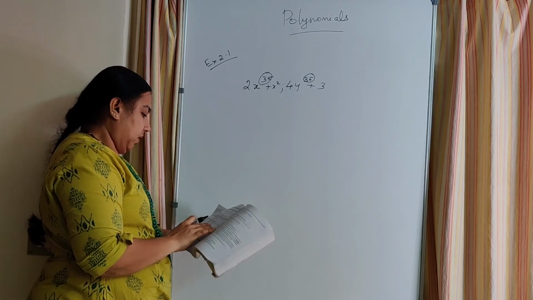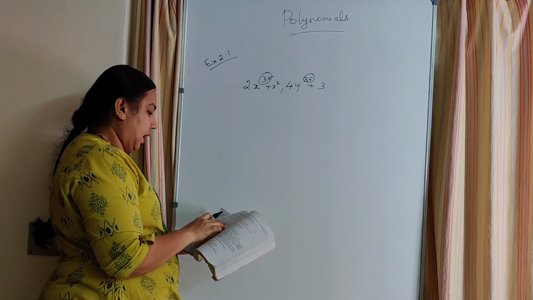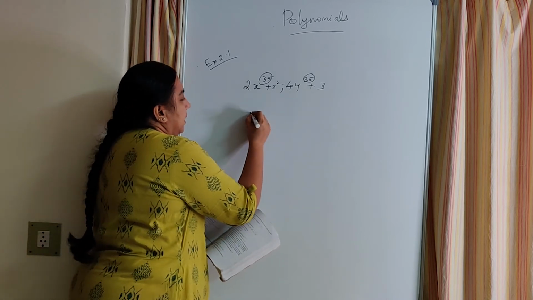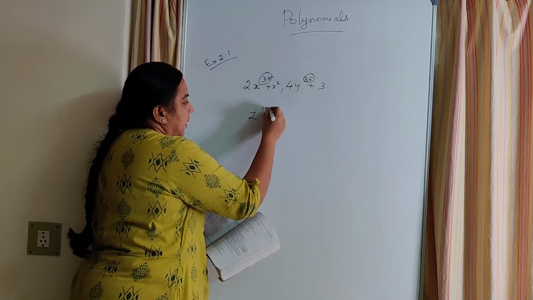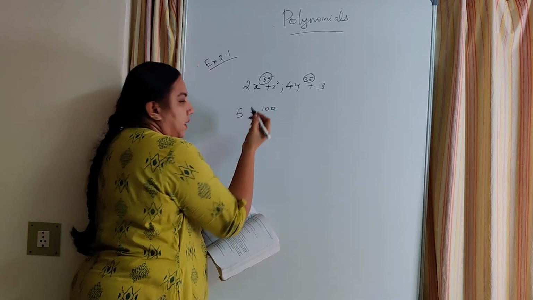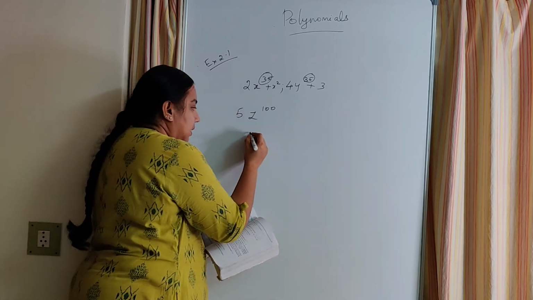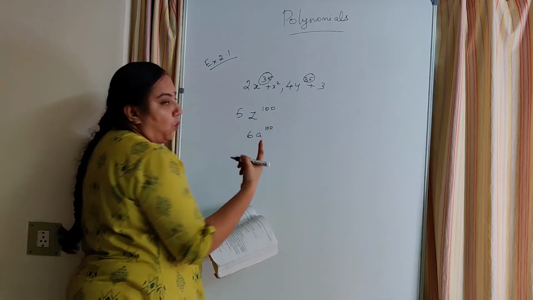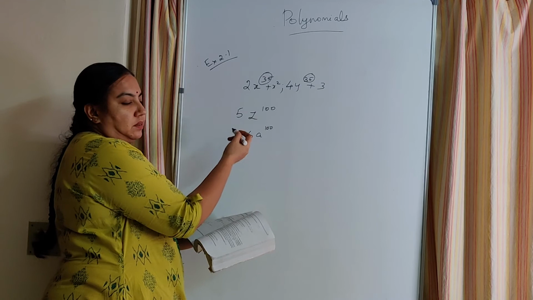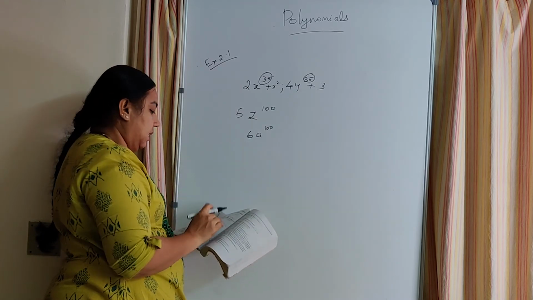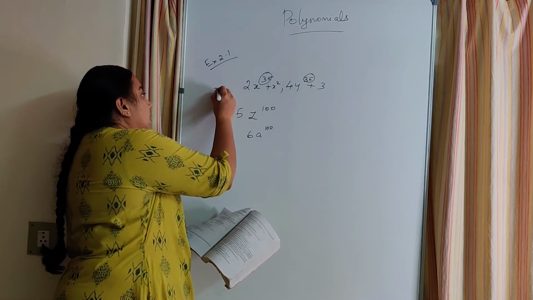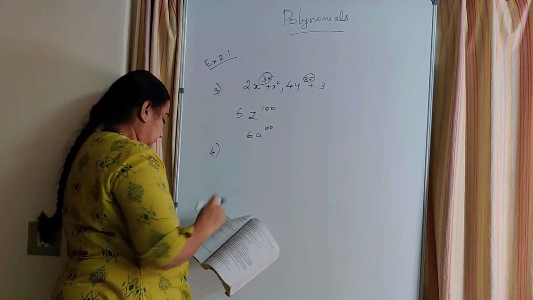Then one more example they asked you to write is a monomial of degree 100. I can write z power 100, 5z power 100, or 6a power 100, anything, but it should have only one term. Okay, that's it. That's the end of the third sum. And again you go to the fourth sum now.